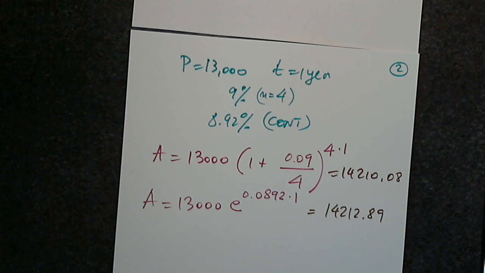The second problem only has, by comparison, interest compounded 4 times a year at 9%, and interest compounded continuously at 8.92%. That's why here I used 8.92% and 4 times a year, 0.09. So these are 2 separate. It's not a repetitive calculation, so I don't have to create a function.